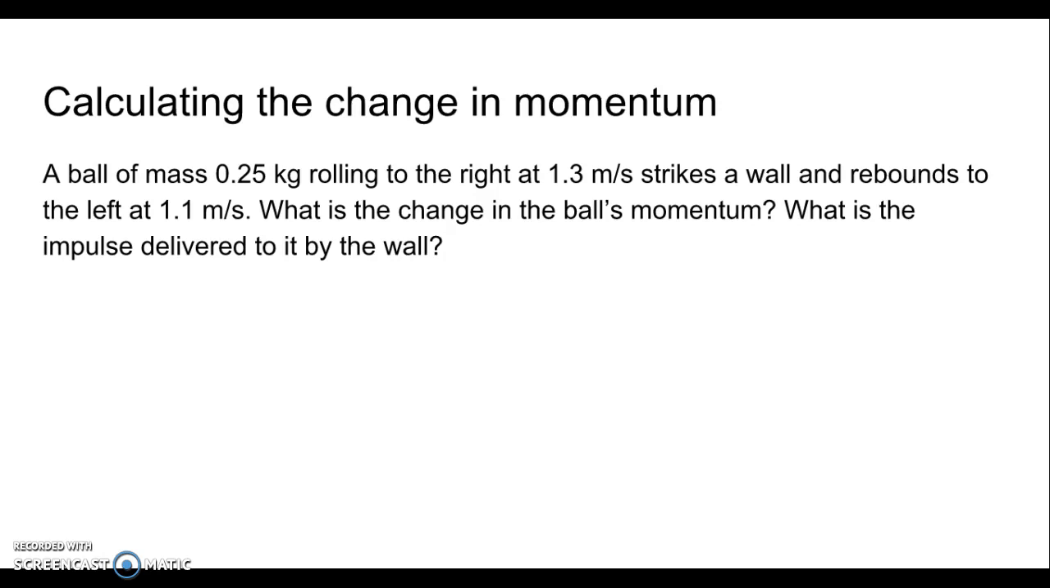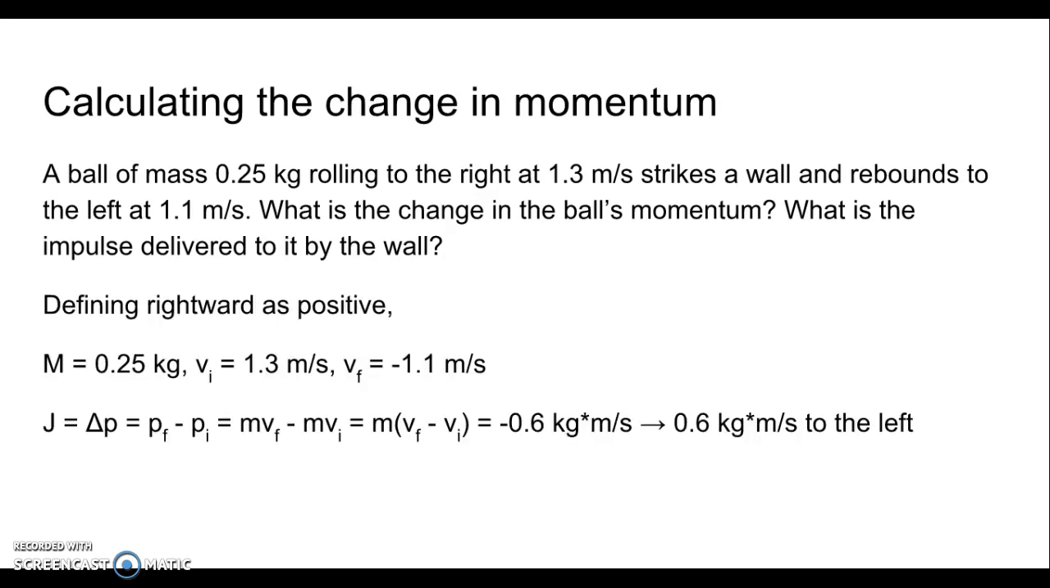So here we're dealing with just a one-dimensional situation. We want to calculate the change in momentum of this ball. So we have a ball of mass 0.25 kilograms, and it's rolling to the right at 1.3 meters per second. It hits the wall, rebounds to the left at 1.1 meters per second. What is the change in this ball's momentum? What is the impulse delivered to it by the wall? So take a moment, write down what you know from this problem, draw a diagram if you'd like, and then I'll talk about how we can solve this problem here.